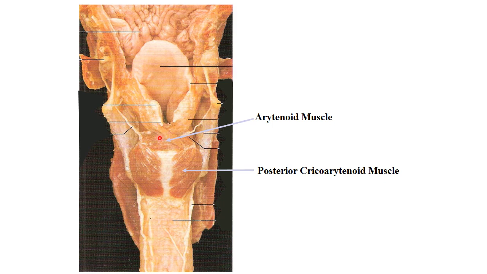And here we can see the arytenoid muscle. I said there's actually two muscles there. There's a transverse arytenoid, and then there are these oblique arytenoids. Don't worry about it. So there's kind of a crisscross pattern and also a transverse pattern. We're going to take this and collectively refer to it as one muscle called the arytenoid. That's good enough for us.